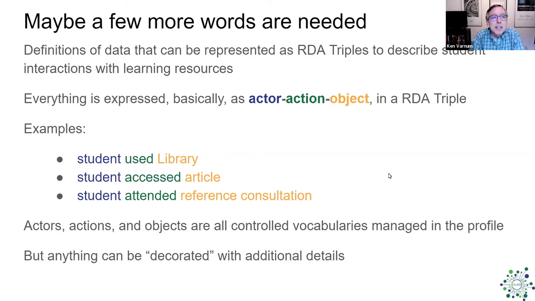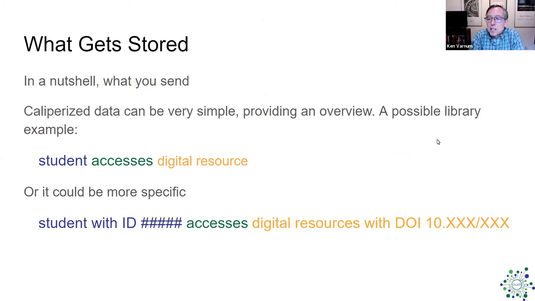The learning data stores that receive these Caliper events can ingest these and put them into some data structure for future analysis. They essentially take what they receive. So they can become very complex. Three columns basically in a simple table: actor, action, object. But you can also add everything else, and you can quickly get very much more detailed if that suits your research needs and your privacy policies and what you want to do.